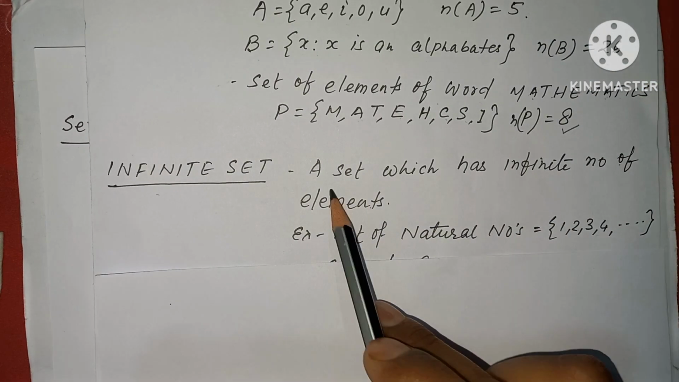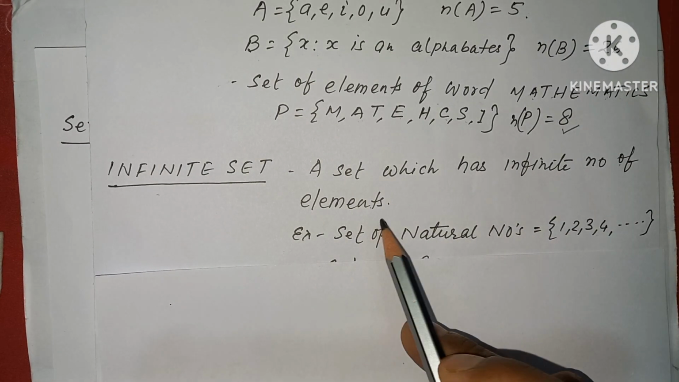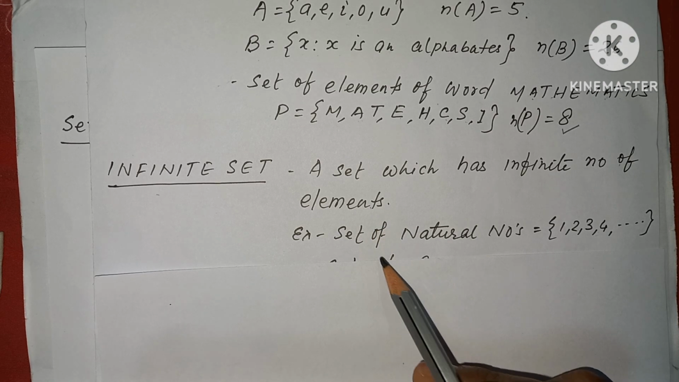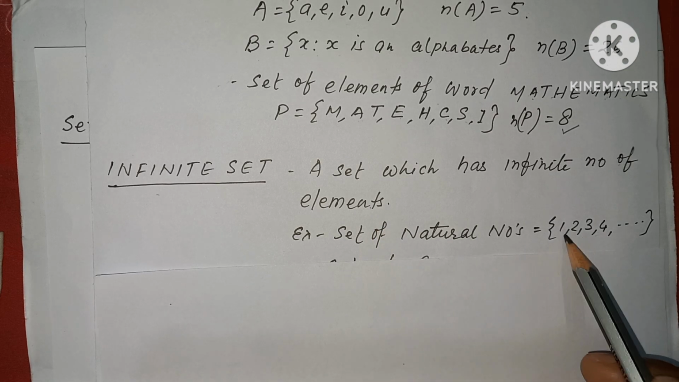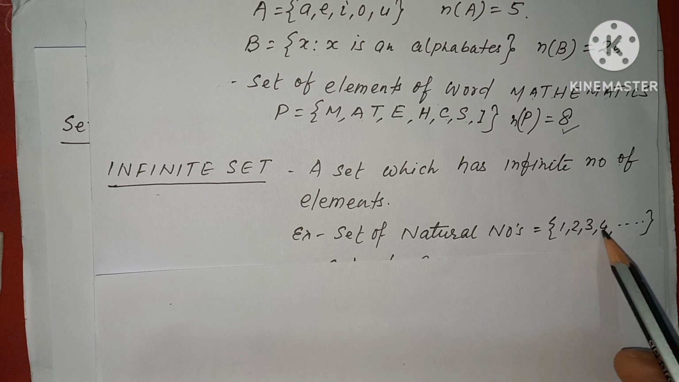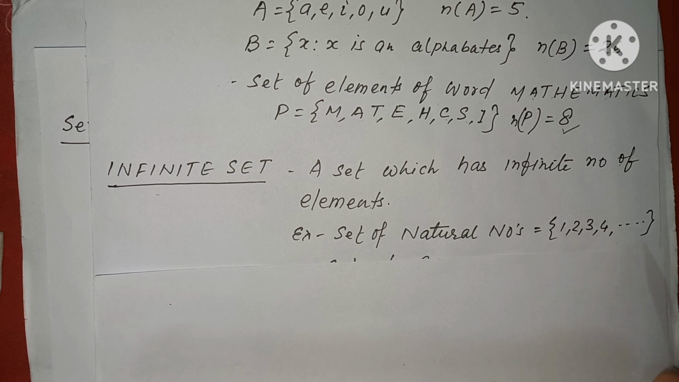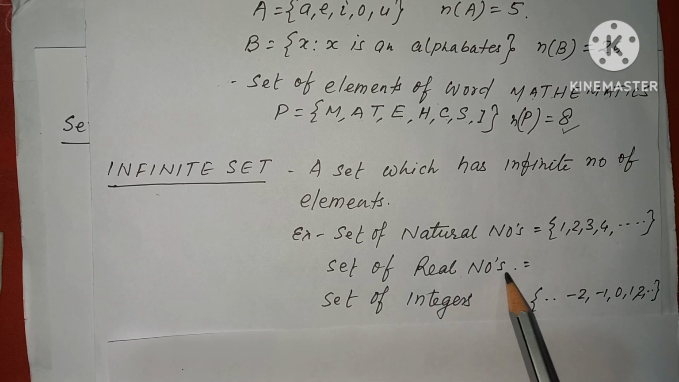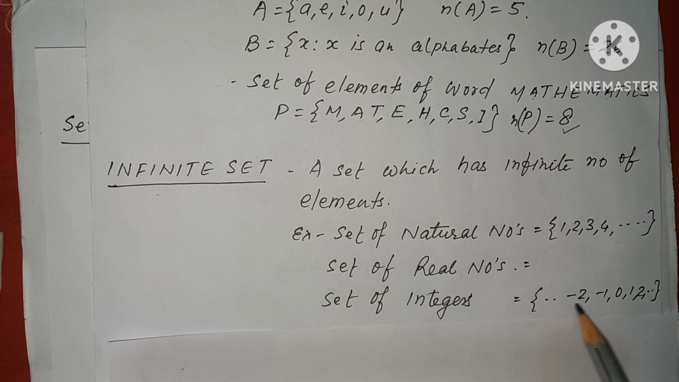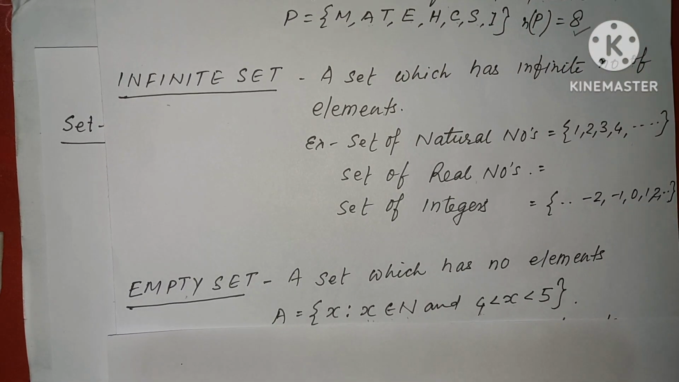Now we can see here infinite set. A set which has infinite number of elements. That means the set of natural numbers 1, 2, 3. How many are these? These are infinite in number. So this is an infinite set. The set of real numbers, you can see the real line. Set of integers, this is also the set of integers and these are its elements. So this is an infinite set.